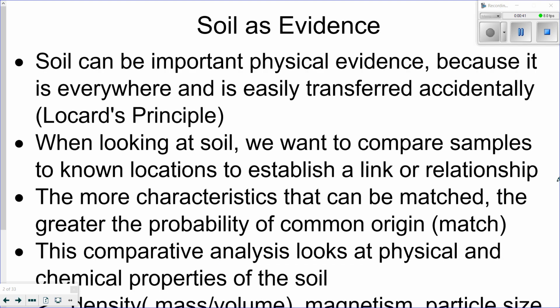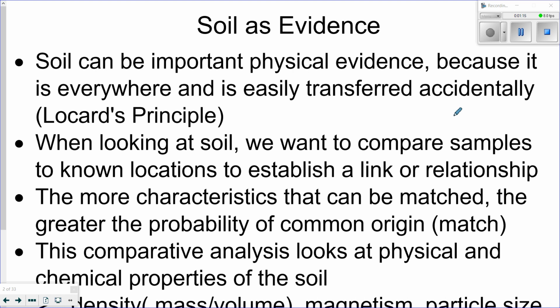All right, so looking at soil as evidence. Soil is one of those important pieces of evidence that we can find because we're going to find soil basically anywhere you would walk. Because it is everywhere, and remember, when you walk, whenever your shoes contact the ground, some of that dirt and soil is going to stick to the bottom of your shoes. And whenever you walk, it will transfer to whatever surface you're walking on. So since soil's everywhere, it's easily transferred.